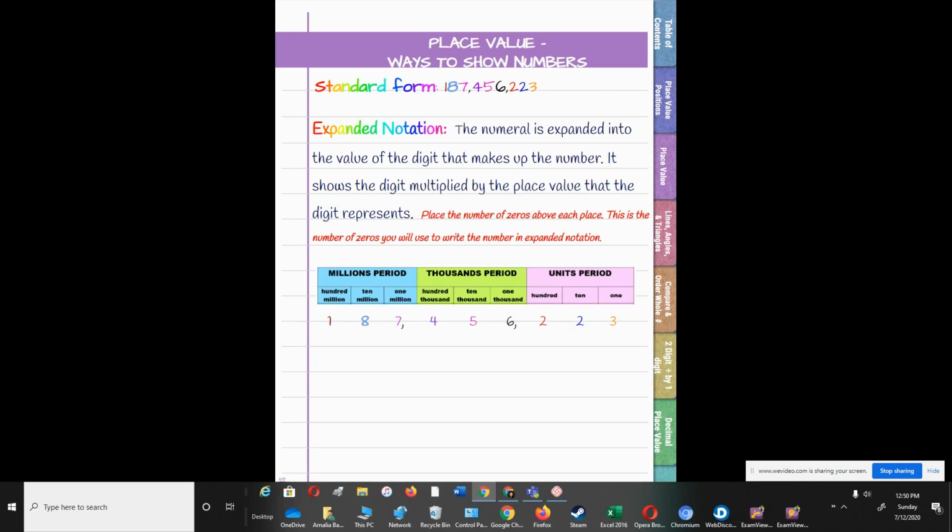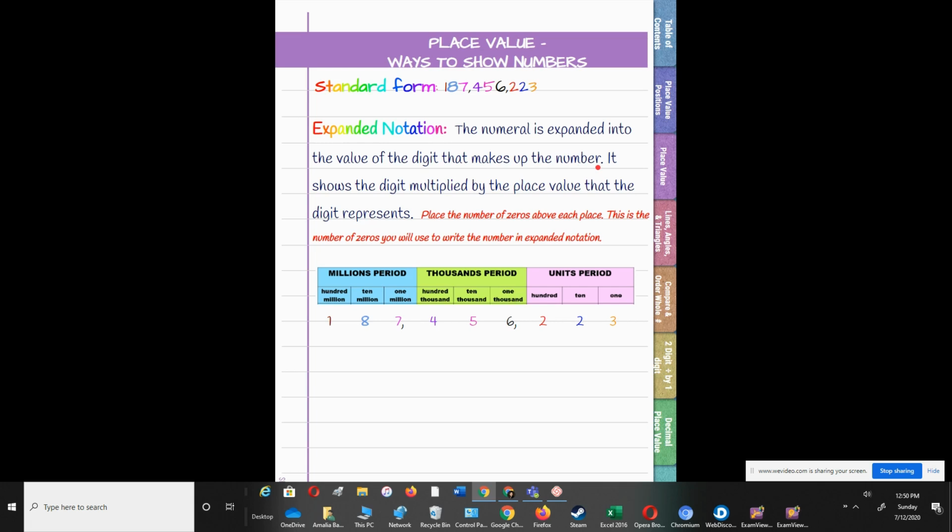In the next part of this lesson, we're going to talk about ways to show numbers. One way is to write it out in standard form. It's just the number. And you place your commas in the correct location. Remember, commas separate periods. Expanded notation is another way to show numbers. The numeral is expanded into the value of the digit that makes up that number.